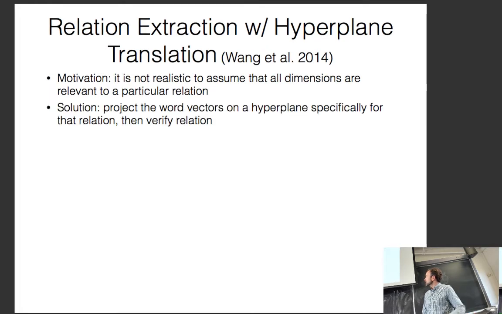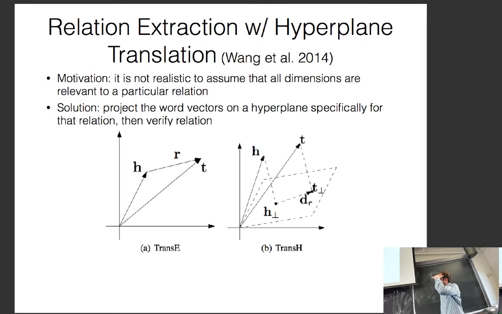Because it's not realistic to assume that all the dimensions are relevant, the idea is pretty simple. Basically, you project the word vectors onto a hyperplane specific to that relation, then verify the relation itself. In the regular TransE model, you're assuming that you go from H, the head, to T, the tail, and you follow the relation vector R. What this method does instead is first you project onto a new hyperplane, and then you follow the relation along this hyperplane.